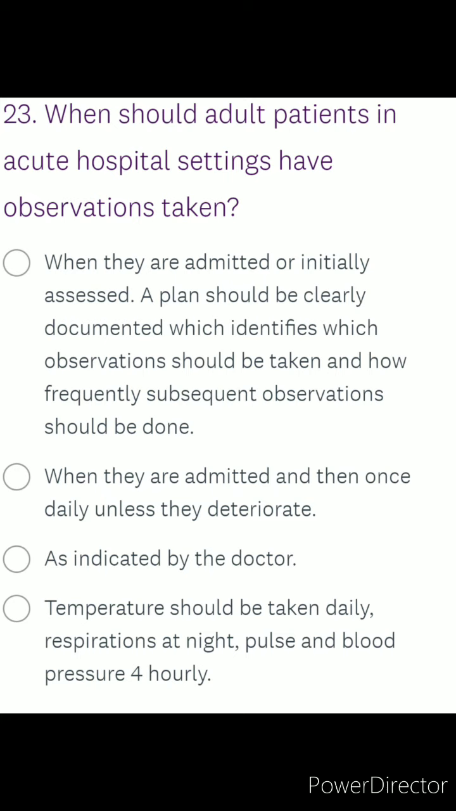Answer is option A, which is when they are admitted or initially assessed, a plan should be clearly documented which identifies which observations should be taken and how frequently subsequent observations should be done. So that is the answer.